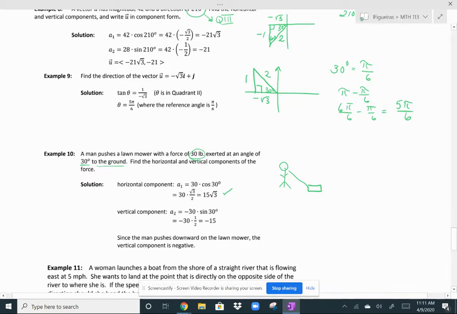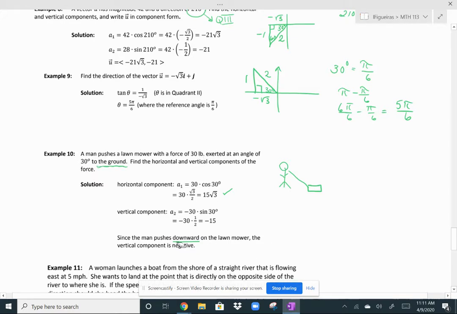But notice that here I put a negative in front. And that's where this is important. He's pushing to the ground. Pushing to the ground means that he's standing, he's pushing down. The force is going downward. So that downward direction has to be indicated with a negative. So I have negative 30 times the sine of 30 degrees. Sine of 30 degrees is a half. So your vertical component is just negative 15.